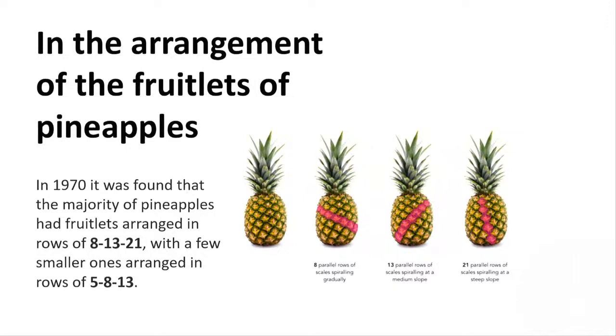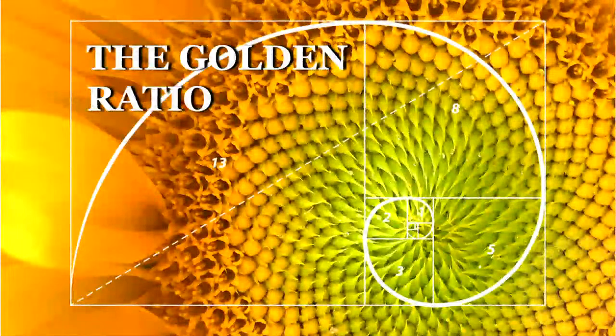They've also found this to be true with pineapples. Somebody in 1970 decided to start really looking at a pineapple more closely and found that with the different spiral patterns and the number of fruitlets on the pineapple, if they counted in 3 different directions, they would always come up with these Fibonacci numbers. And a lot of this has to do with the golden ratio.